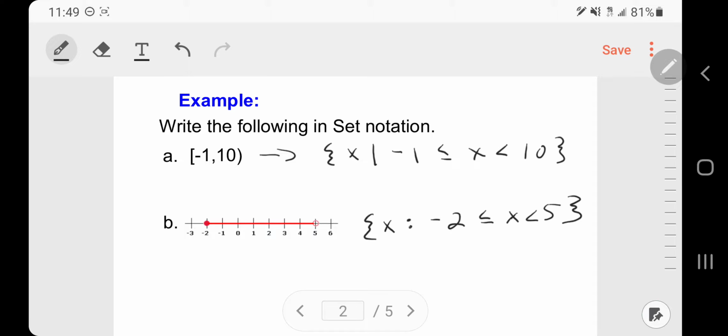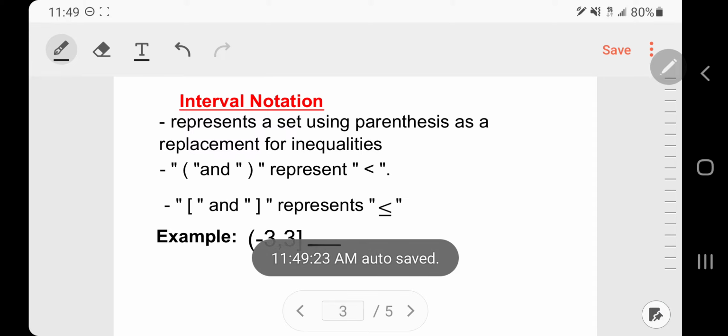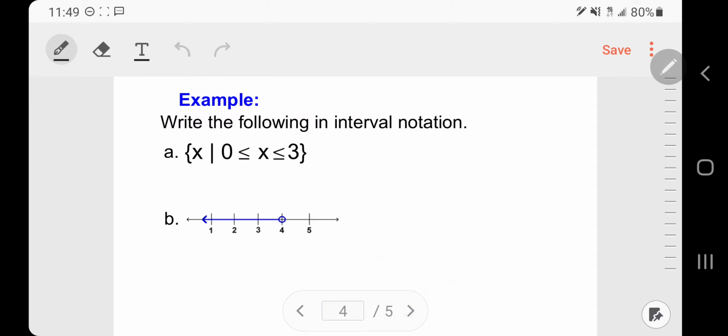So that's pretty much what we have to do with set notation. Now let's take a look at interval notation. Okay, so interval notation, now a little shorter, just replaces our inequalities with either a regular parenthesis or a bracket. Okay, we see an example of that here. We have -3 to 3, and we have a regular parenthesis, and we also have a bracket. Okay, so let's take a look at how to write these given either a set or a number line.